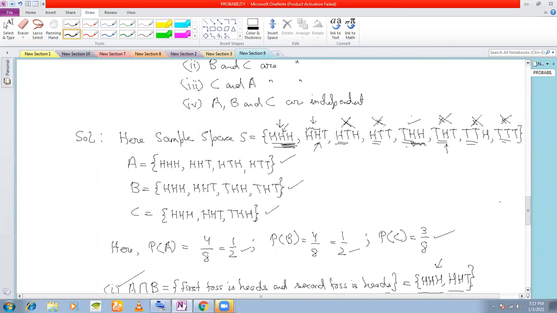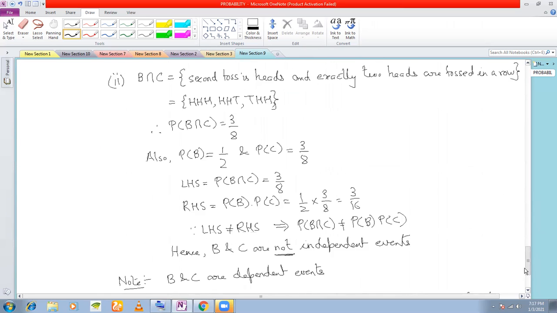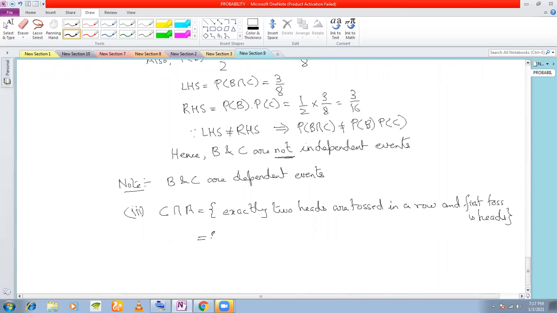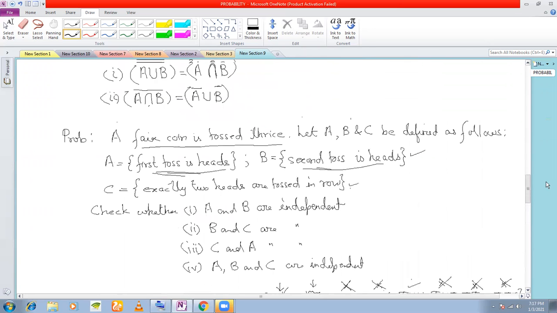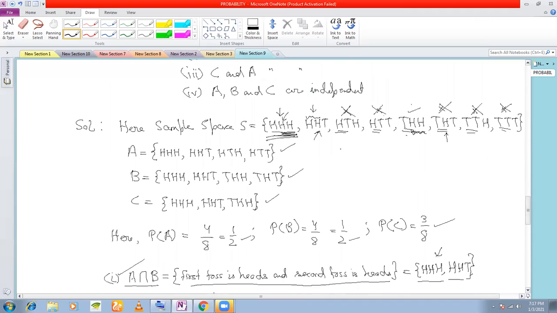Let's see. In the first one, we have HHH. Two heads are there in a row, and also the first toss is heads. So this will qualify. Next, HHT will also qualify. This one will qualify. What else? This will not qualify. This will not qualify.